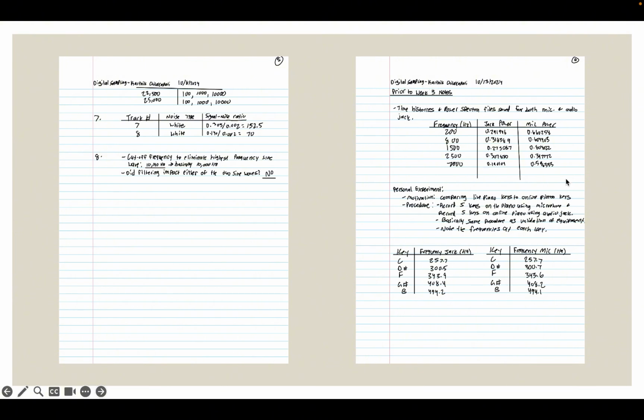Up here were the 5 frequencies I chose for the beginning of week 3 and their powers at each part. And here's me writing down my personal experiment, motivation, and data.